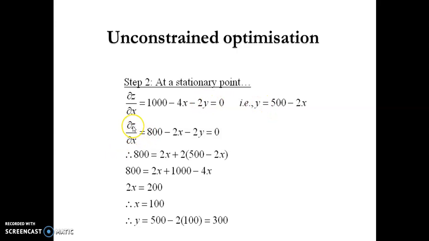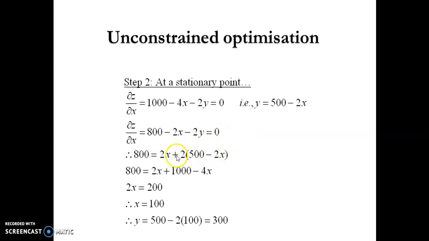Next, we have our first order partial derivative with respect to y. This is a typo, so this should be y. This is your first order partial derivative with respect to y, which you got in your previous slide, and we set it equal to 0. Now we want to solve by simultaneous equations. If I take these two terms over to the other side, 800 is equal to 2x plus 2y. But by rearranging the first order partial derivative with respect to x, we saw that y was equal to 500 minus 2x. We can now substitute that in over here.